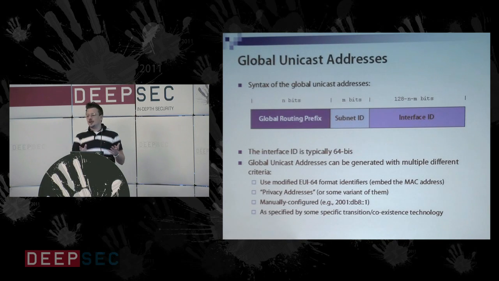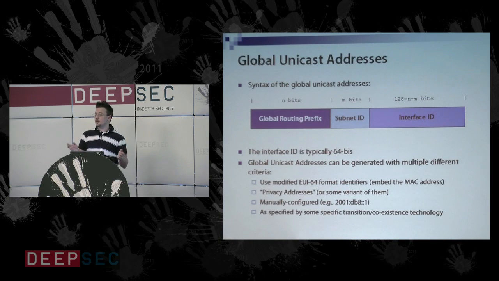So, of all the addresses that are available in V6, the only ones about which I'm going to talk a little bit are global unicast addresses. This is basically the format of these addresses. We have a global routing prefix, which is the prefix that has been assigned by your ISP, for example. Then you have a few bits for subnetting, exactly the same as with IPv4. And finally, you have a few bits, 64 bits usually, for the interface ID, which is analogous to the host ID that you have in IPv4.